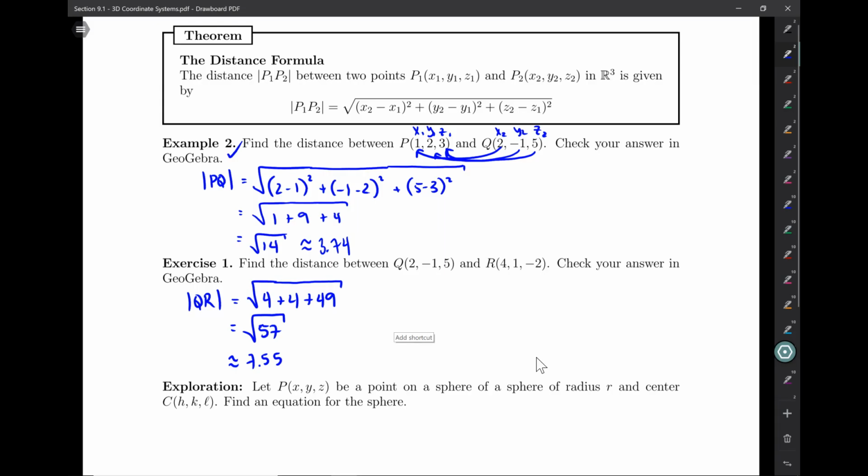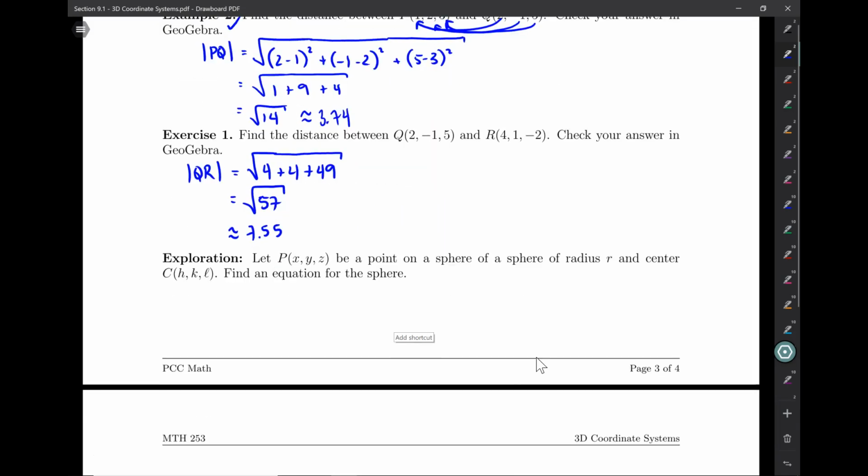Okay. All right, now let's do another exploration here. Taking that distance formula and kind of extending it forward, we're going to start talking about spheres. So let's let the point XYZ be a point on a sphere of radius r and center at the point HKL. Find an equation for the sphere.